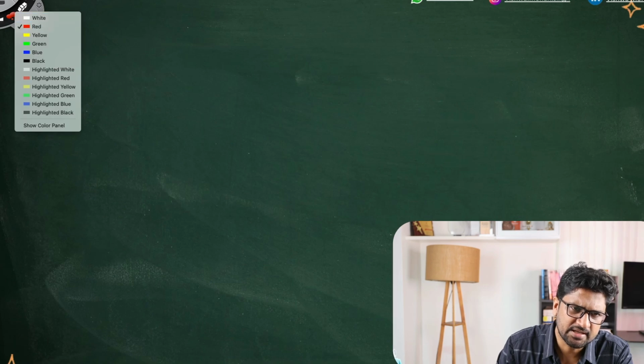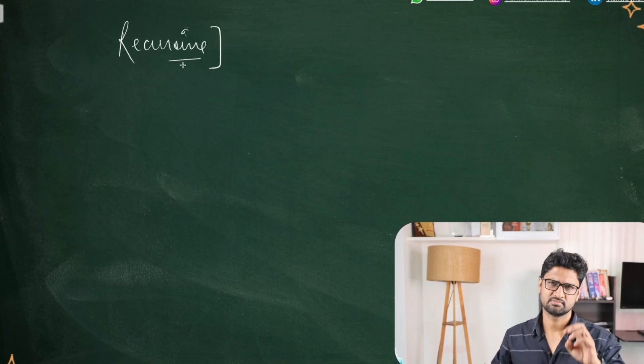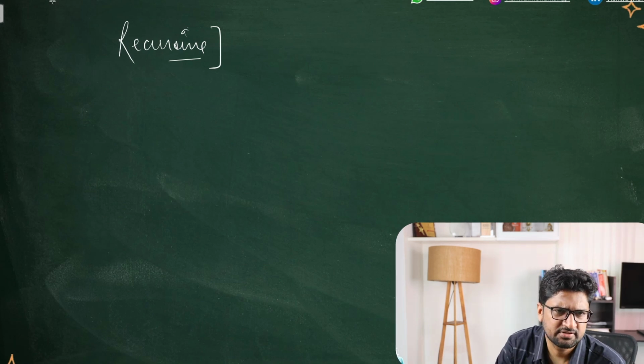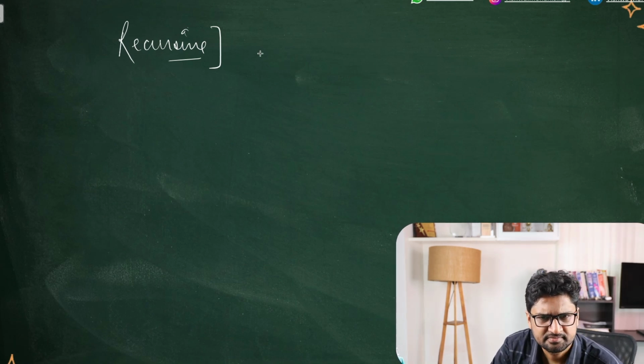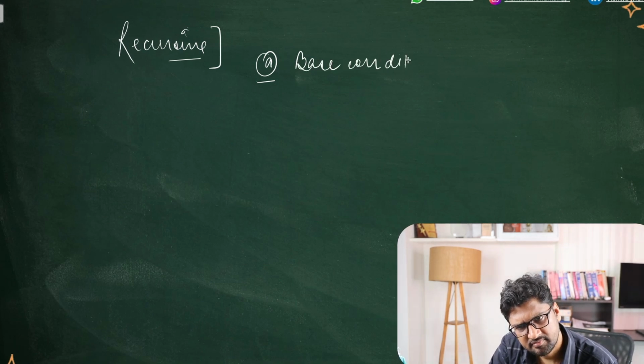Typically, any recursive code that we write going ahead, simple problem, easy problem, complex problem, every recursive problem should have three things. A, called the base condition or the termination condition.